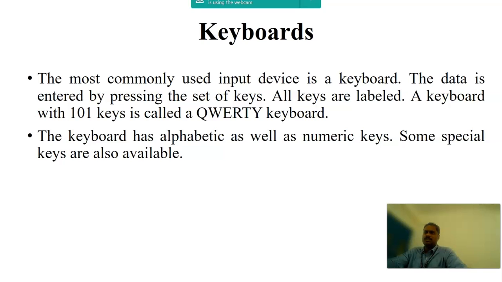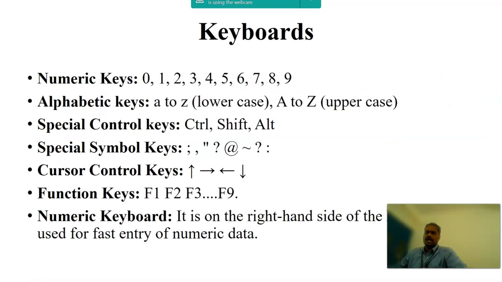Some special keys are also available. We'll see them one by one. These are the special keys available in the keyboard. Numerical keys, that is zeros, ones, twos, up to 9. These combinations we will use in the keyboard to enter details such as our age and our mobile numbers. That kind of information, if we want to enter, we will use these numerical keys.